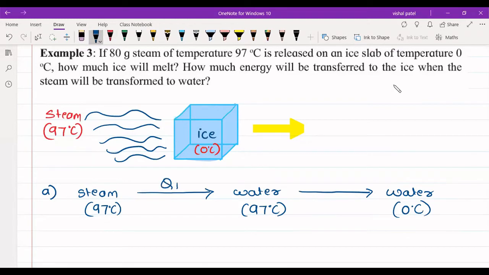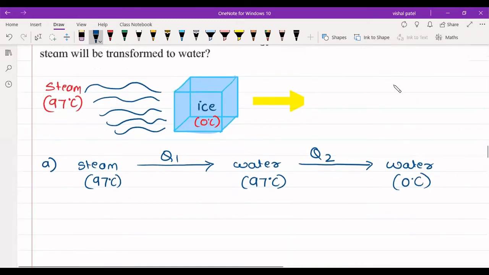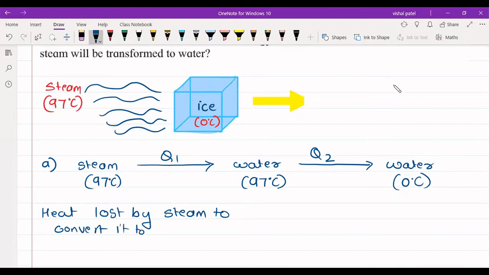I'll write Q1 and Q2 over here. Since it is steam, the temperature of steam is higher. So see what I'm writing: heat lost by steam to convert it to water.